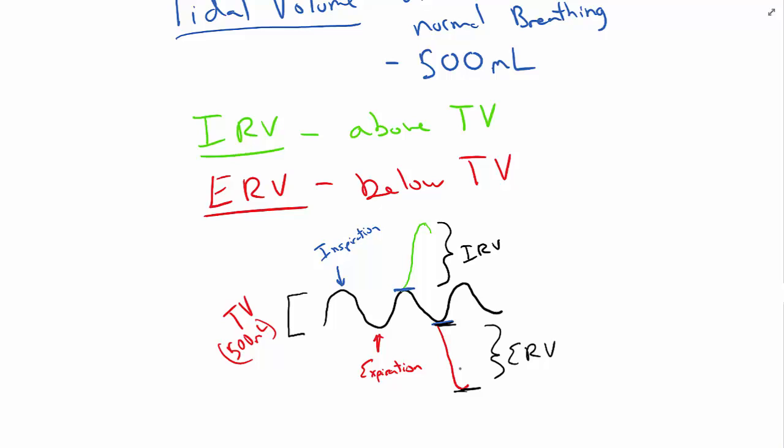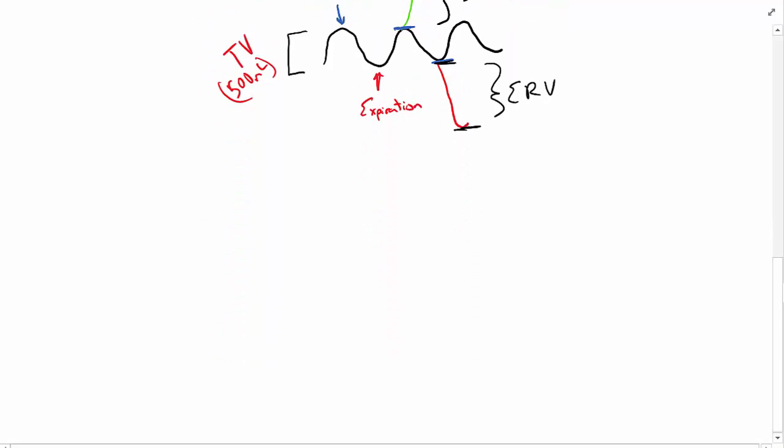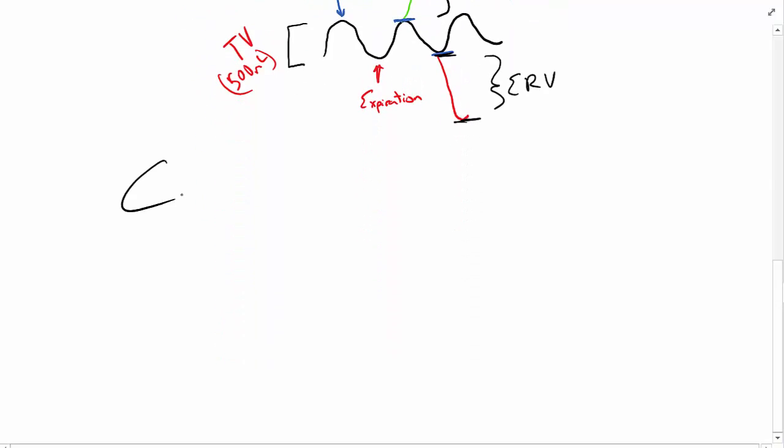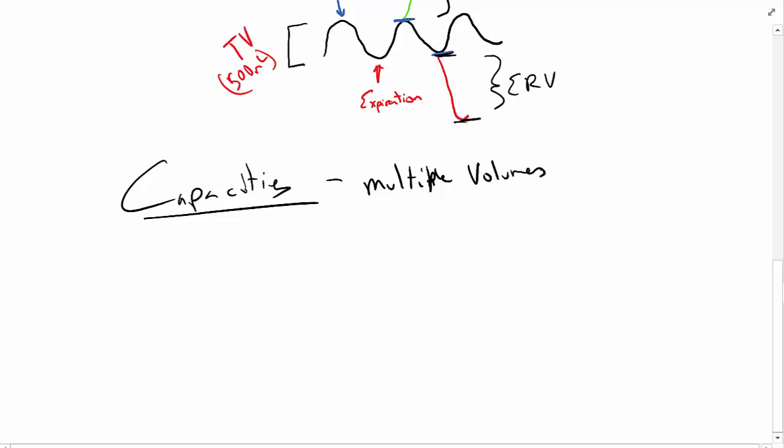So we talked about volumes as a single measurement. Let's talk about capacities now. Okay, so we've got capacities. Capacities are multiple volumes. Okay, capacities are multiple volumes.